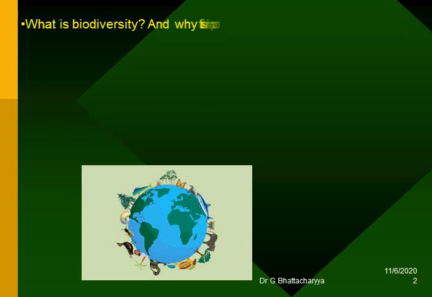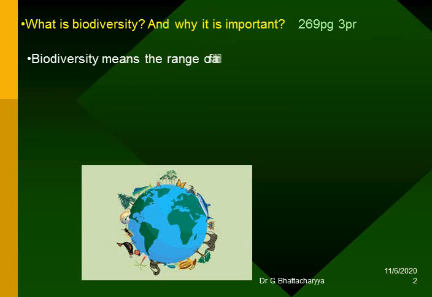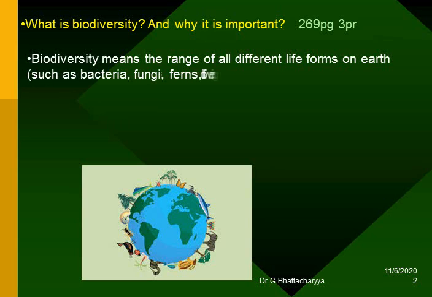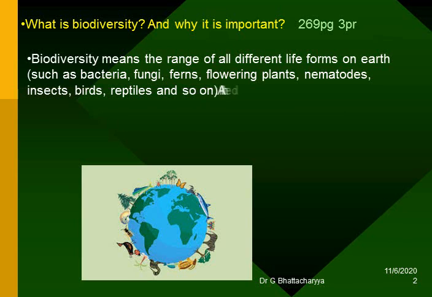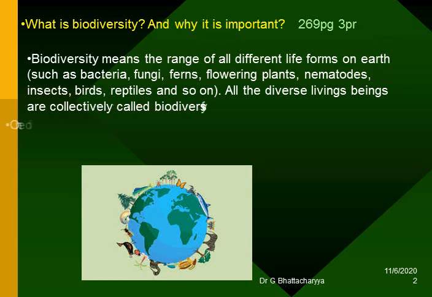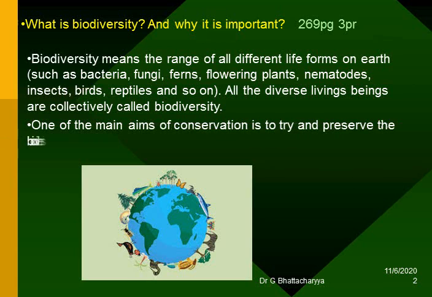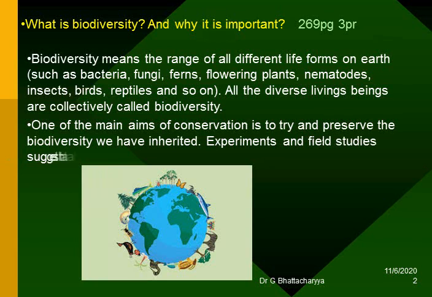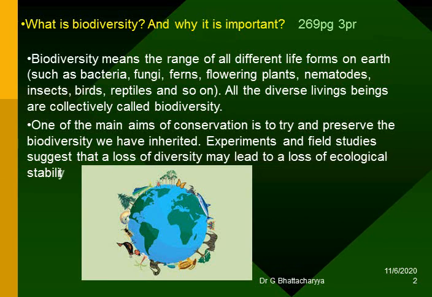What is biodiversity and why it is important? Biodiversity means the range of all different life forms on earth, such as bacteria, fungi, ferns, flowering plants, nematodes, insects, birds, reptiles, and so on. All the diverse living beings are collectively called biodiversity. One of the main aims of conservation is to try and preserve the biodiversity we have inherited. Experiments and field studies suggest that a loss of biodiversity may lead to a loss of ecological stability.